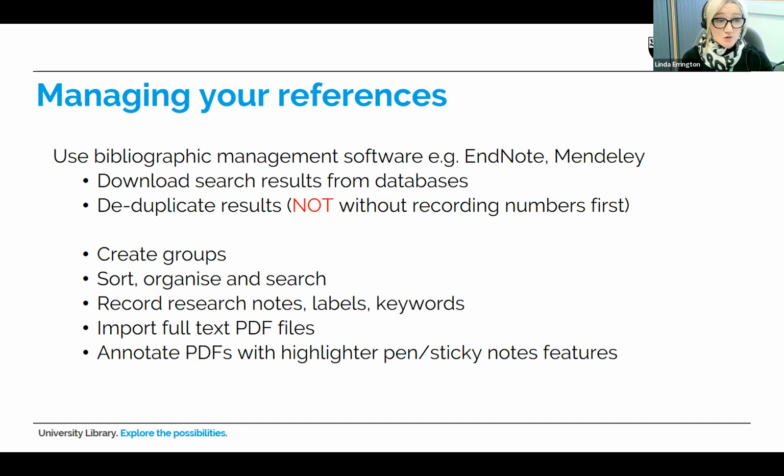So whether you're doing a scoping review or a systematic review, the process for recording what you have done, this systematic process, includes an overall number of references found and then the number of references found after deduplication. You need to include this in your write-up. So make sure that you don't deduplicate without making a note of what that number was first.